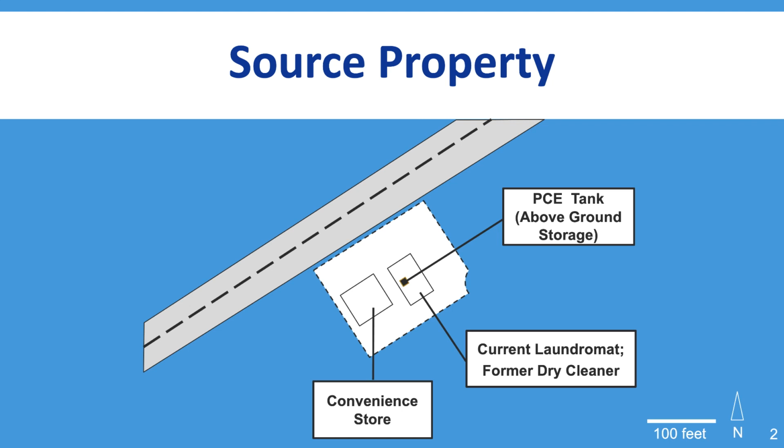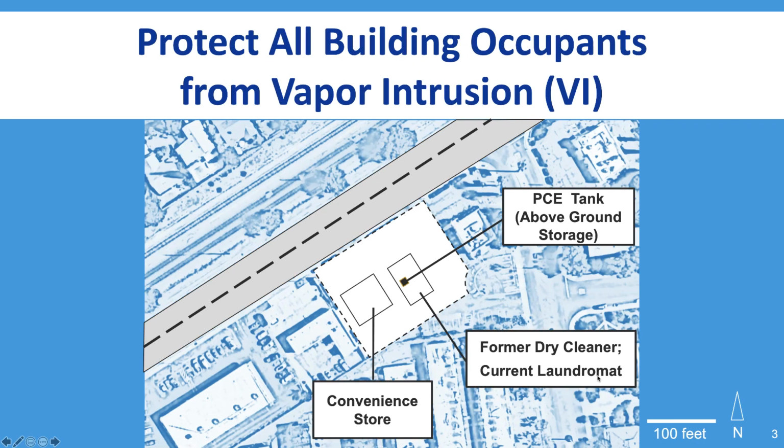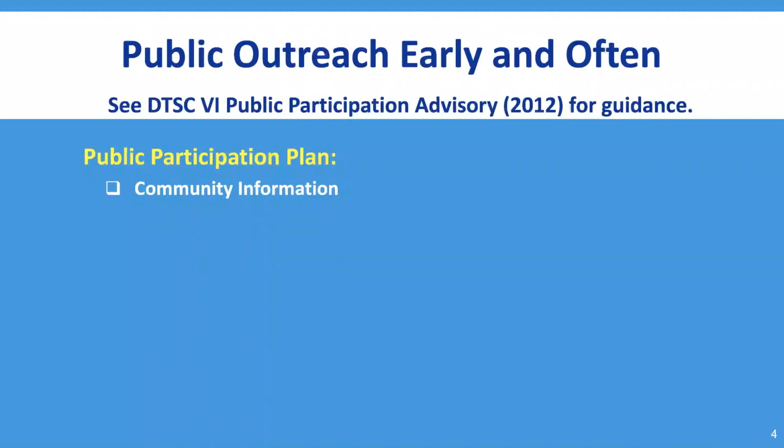We are concerned about vapor intrusion at both of these buildings. However, we also need to consider the surrounding area to ensure that we protect all nearby building occupants from vapor intrusion as well. Given the potential for direct exposure to current building occupants in this area, it is important to conduct public outreach. Public outreach should be conducted early and often throughout the vapor intrusion investigation.